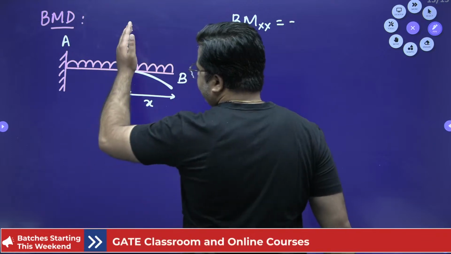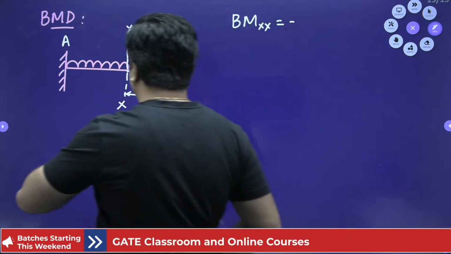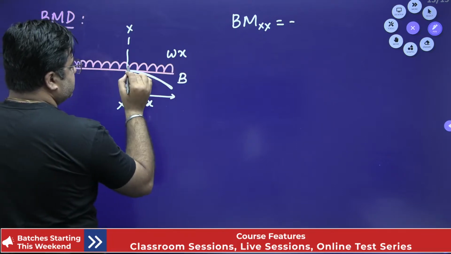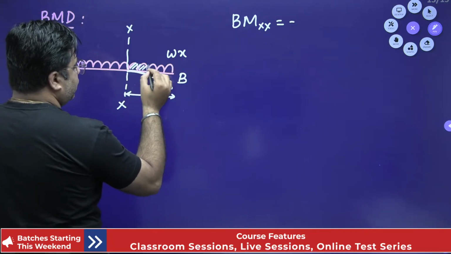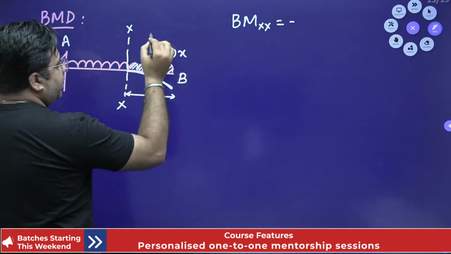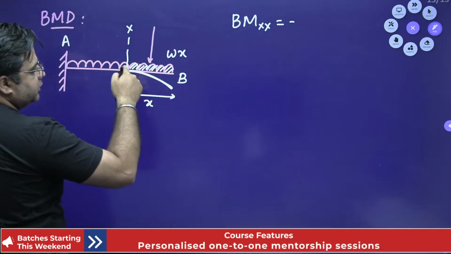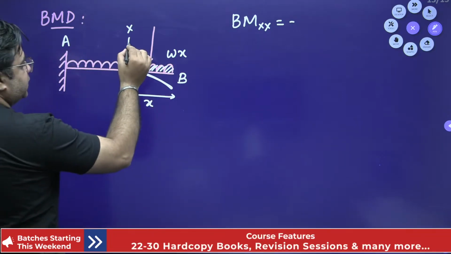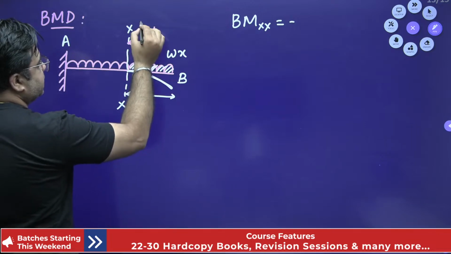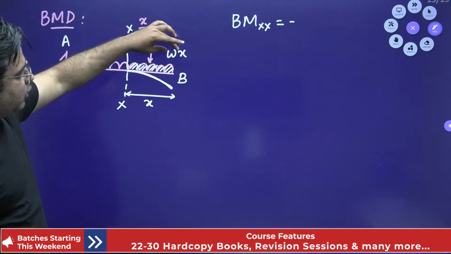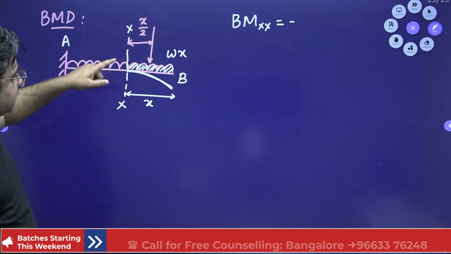So bending moment at section XX, first thing is it will be a negative bending moment. Second, what will be the value of bending moment? The value of bending moment is this load W into X, this total load W into X, right? This total load will be acting at the CG of this load, and the CG of this load will be at a distance of X by 2 from this section XX, right?